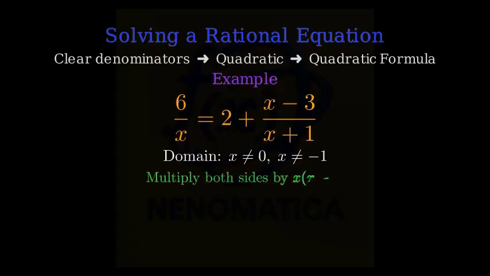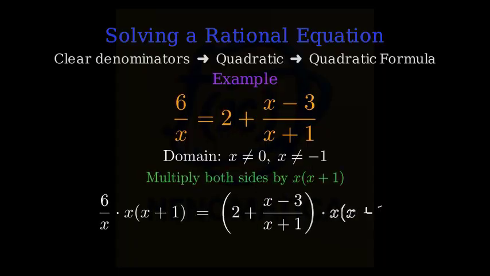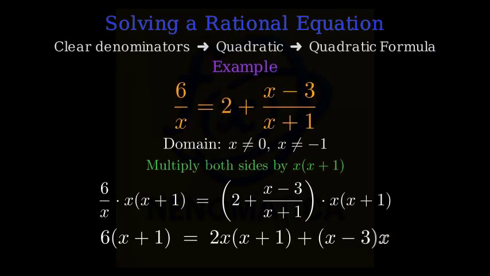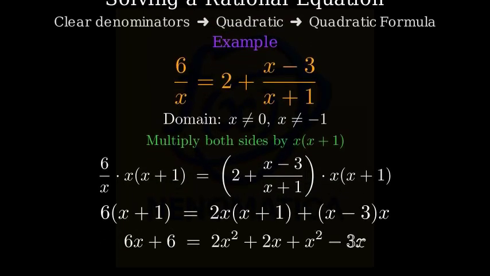The x cancels with x in the first term, and x plus 1 cancels with x plus 1 in the last term. We obtain 6 times x plus 1 on the left equals 2x times x plus 1 plus x times x minus 3. Next, expand and collect like terms. This becomes 6x plus 6 equals 2x squared plus 2x plus x squared minus 3x. Move all terms to one side to get a quadratic equation.